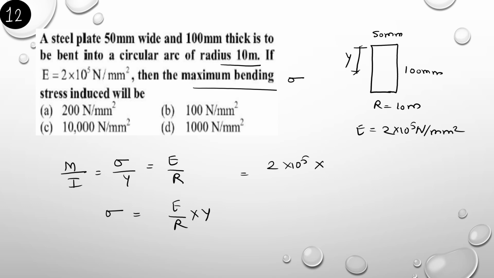This is y. So y is 100 by 2, which is half, divided by 10. 10 is in meter, so convert it into mm. So after calculating this, we get the value of maximum bending stress as 1000 Newton per mm square. So option D is correct for question number 12.